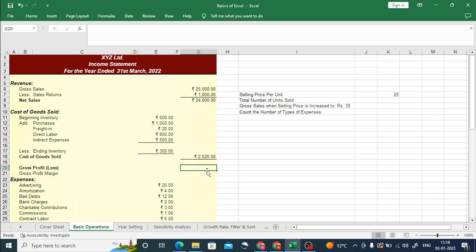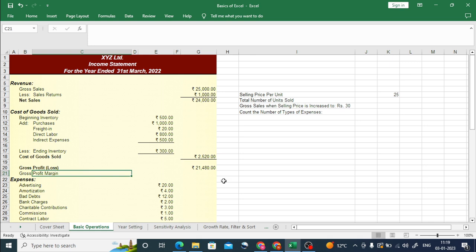Next, we have to calculate the gross profit or gross loss. To calculate the gross profit, the formula will be net sales minus cost of goods sold. So we type is equal to, we select the figure of net sales and we subtract from it the cost of goods sold, and then we hit enter. So now we know what our gross profit is. It is 21,480 rupees.